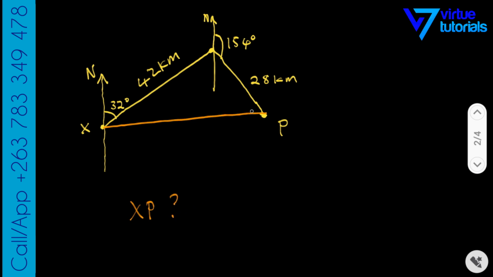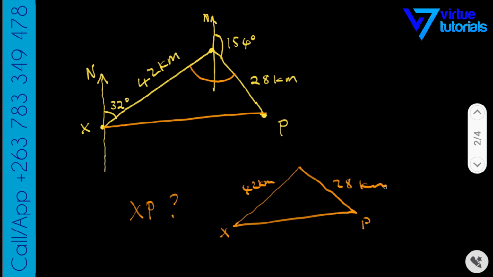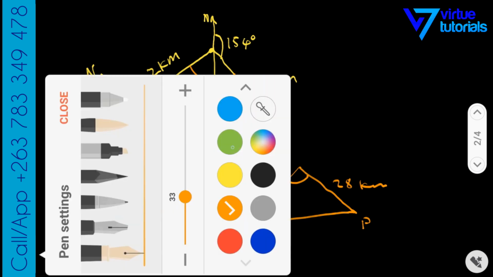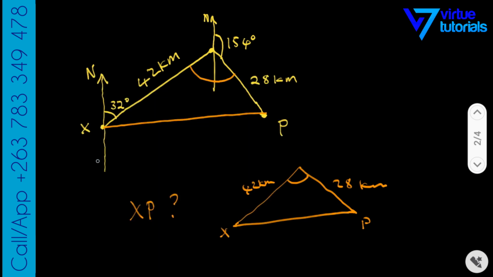Now, we can use the cosine rule as long as we know this angle here. Effectively we have a triangle that looks like this, with X and P, and then here we have 42 kilometers, and there we have 28 kilometers. Now we just need this angle here, and then we can apply the cosine rule to find XP. So how do I find this angle here? The first thing I do is I understand that this line is pointing towards the north, and this line is pointing towards the north. So these two lines are parallel, so they look something like this.